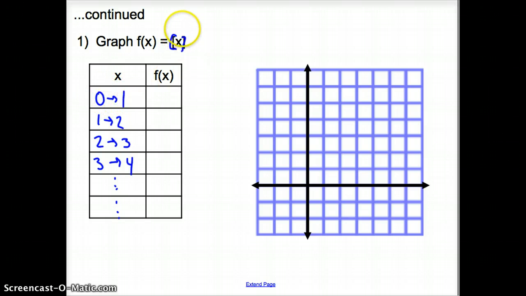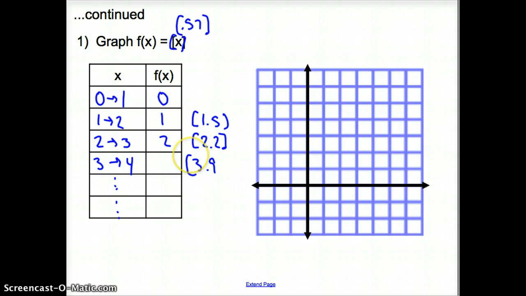So let's put 0.57 in the brackets, correct? Well, 0.57, we would round down all the way to 0. And now 1 to 2. If you pick 1.5, we would round down to 1. Or 2.2, we would round down to 2. And then let's put 3.9. It's not quite 4. We're looking for the greatest integer less than or equal to that, and it would be 3. So now what does this look like on a graph?